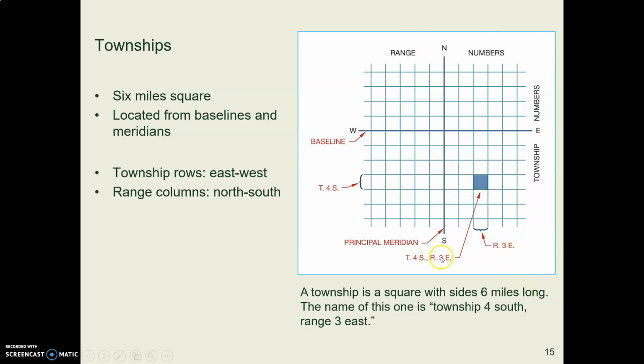And those townships are described by: are they to the east or the west of the principal meridian, and are they to the north or the south of the baseline? So here's one, this colored in square is a 6-mile square township. It is range 3 east, so it's the third column to the east of the principal meridian, and township 4 south, so it's 4 rows south of the baseline.